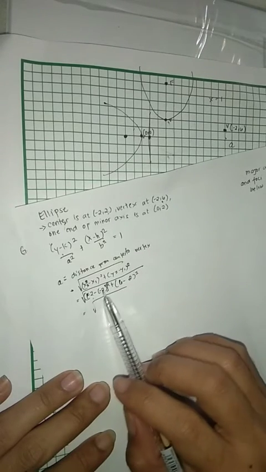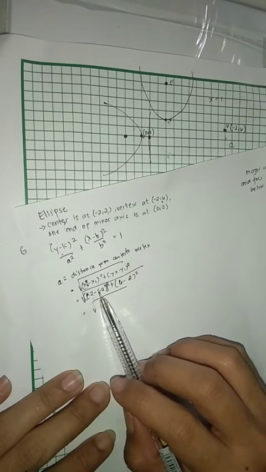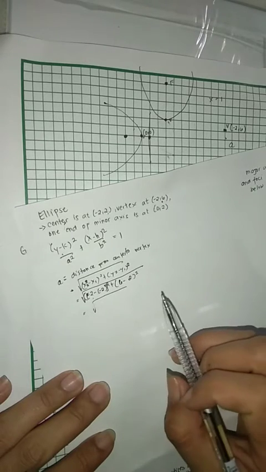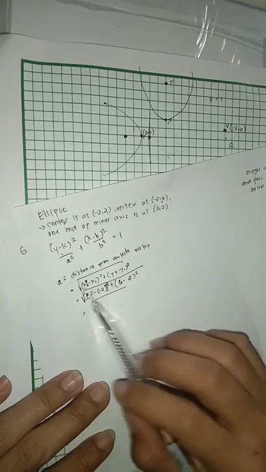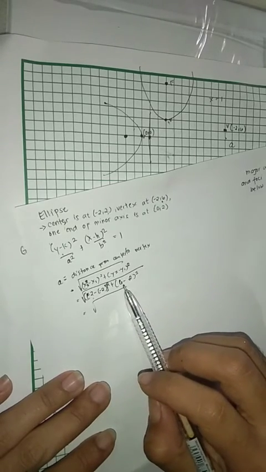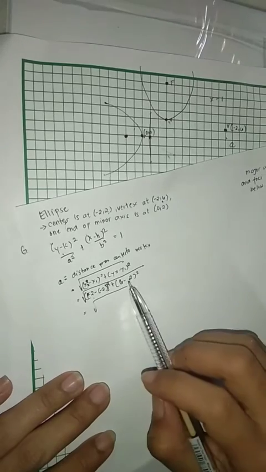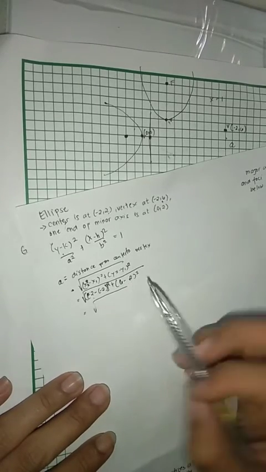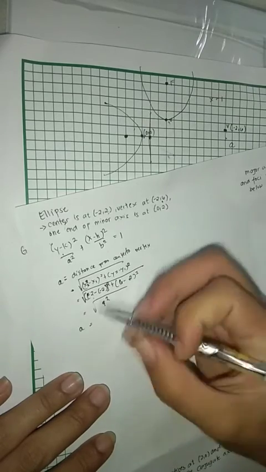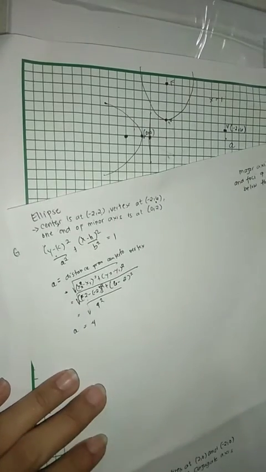Okay, negative 2 plus, this would become plus, positive negative 2 plus 2, which is 0. Then, mawawala na yan. So, it will leave here the 6 minus 2 squared. 6 minus 2 is 4 squared. So, A is equal to 4. Ayan.